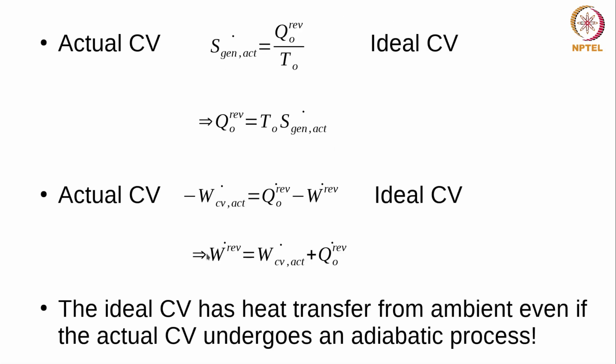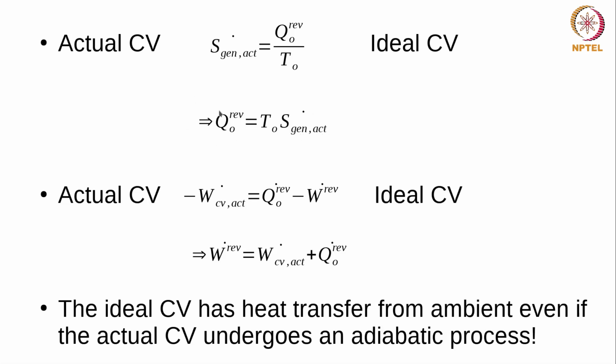So if we compare the corresponding terms, in the actual control volume we had this term which accounts for entropy generation due to irreversibilities. In the ideal control volume, because this is 0, we are instead adding Q0 reversible, which happens at a temperature of T0, and the corresponding entropy change due to this is Q0 reversible by T0. Therefore, these two terms are equal, so I can find Q0 reversible, which is equal to T0 into S dot gen actual. So this is one expression which I get.